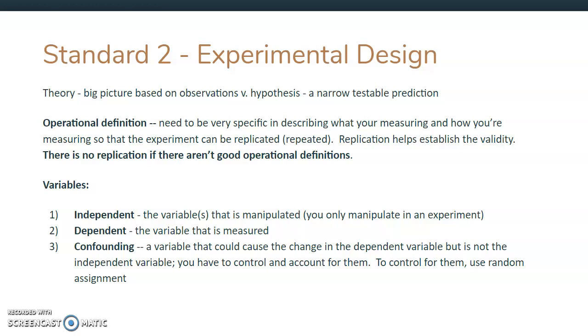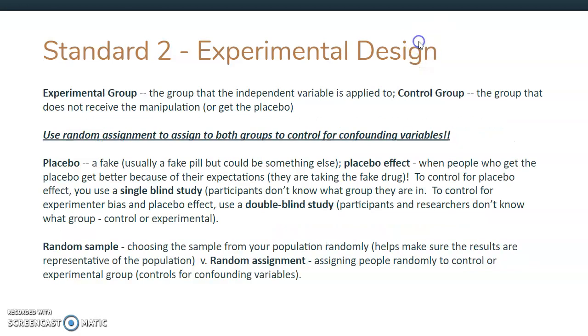A confounding variable is one that could cause a change in the dependent variable besides the independent variable. So it's not the independent variable, but it causes a change. You've got to make sure you account for them and control for them. One way to do that is to use random assignment. Random assignment helps you control for those confounding variables.